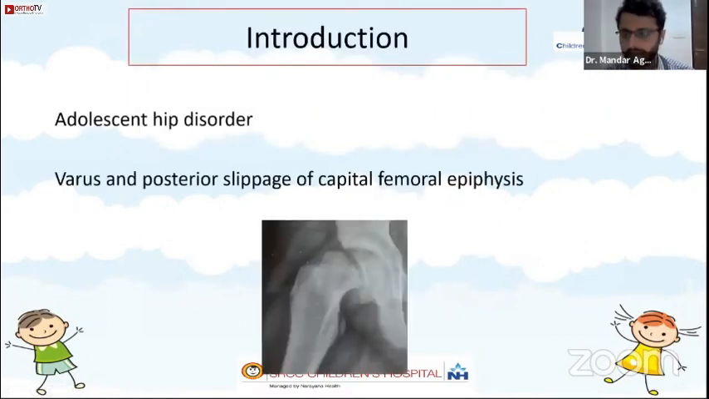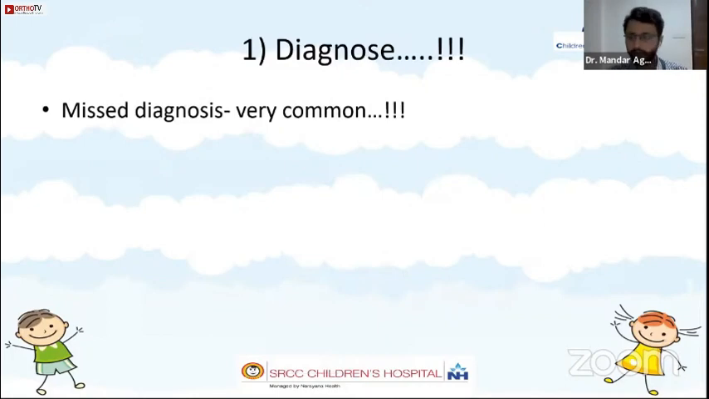So what exactly is slipped capital femoral epiphysis? We know that it's an adolescent hip disorder where there is varus and posterior slippage of the capital femoral epiphysis. Now, to be frank, slipped capital femoral epiphysis or SCFE is something of a misnomer because usually the epiphysis remains more or less at the same place, but the metaphysis goes anteriorly and superiorly. So I'm going to go through 10 points of the management of slipped capital femoral epiphysis.